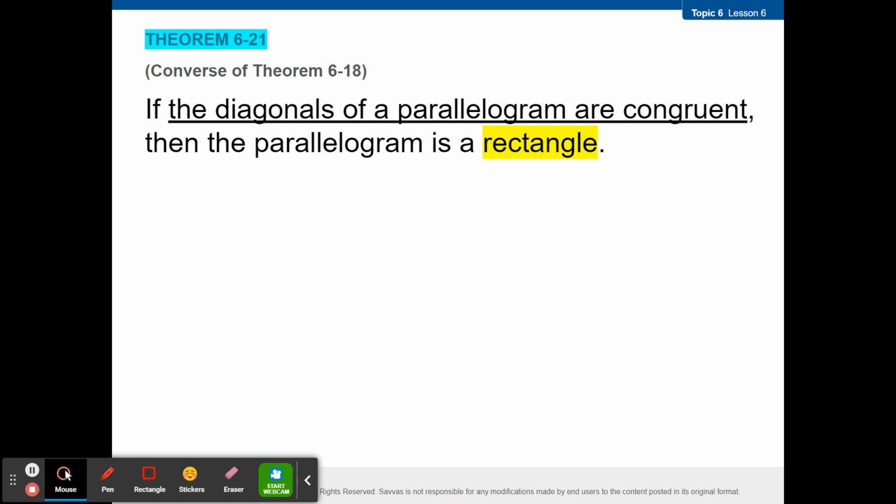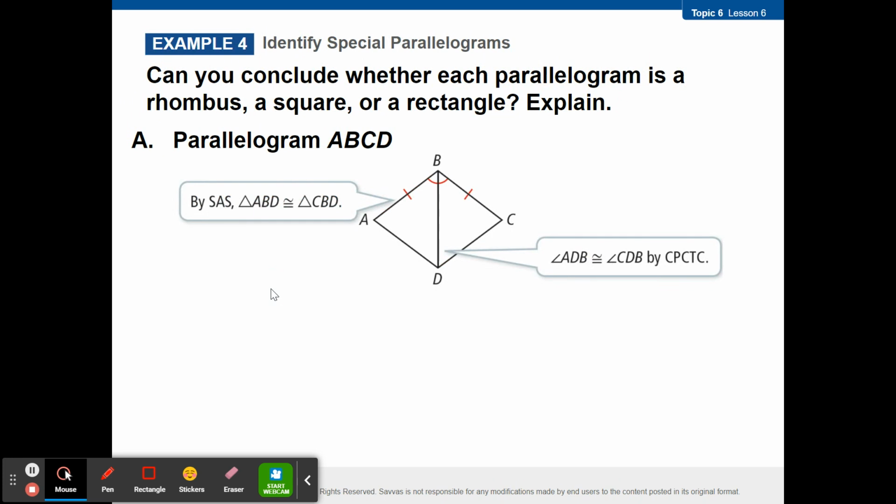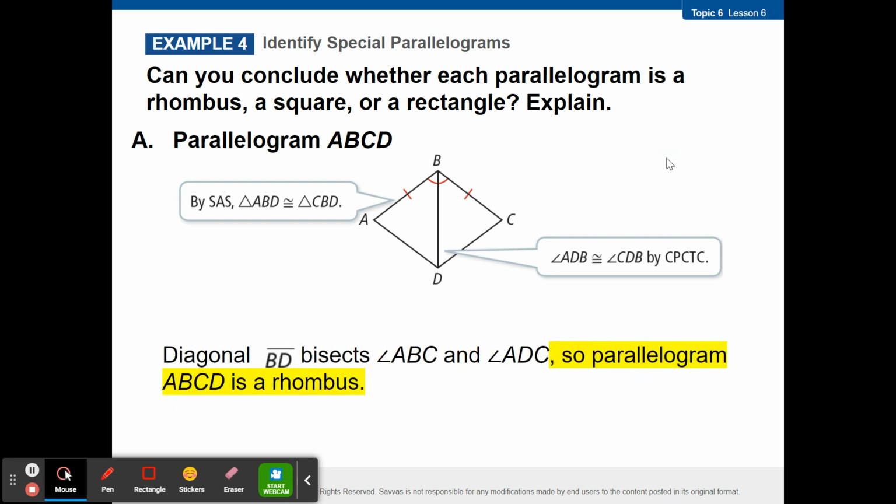All right, anybody still writing this? All right, number 4. Can you conclude whether each parallelogram is a rhombus, a square, or a rectangle? Let's take a look at this. All right, so the parallelogram ABCD. These two triangles are congruent by side angle side. These two angles are congruent by CPCTC. So can we identify what type of parallelogram this is? Good job. It's a rhombus.